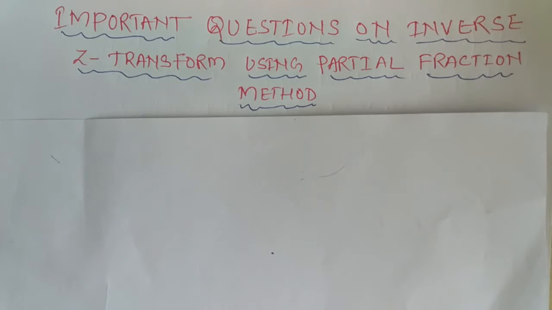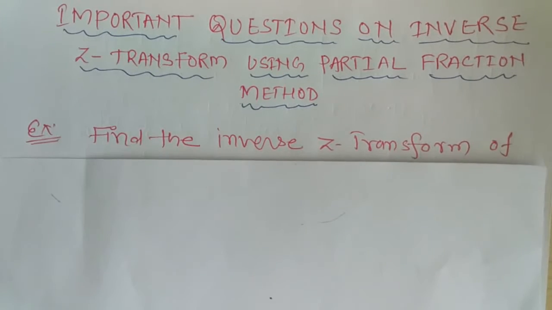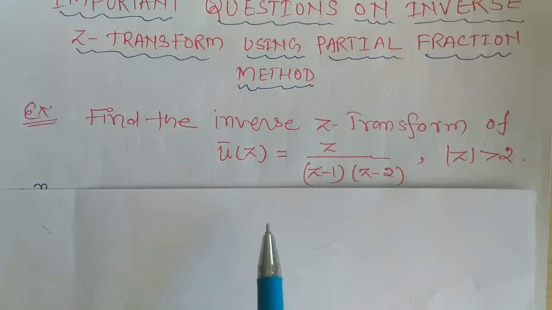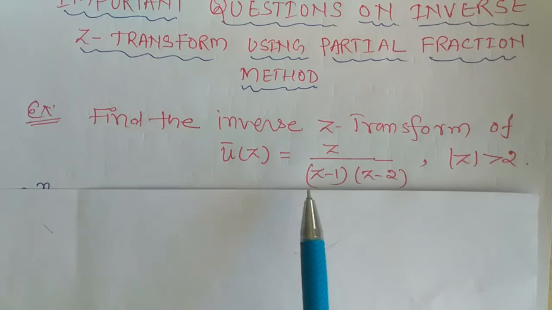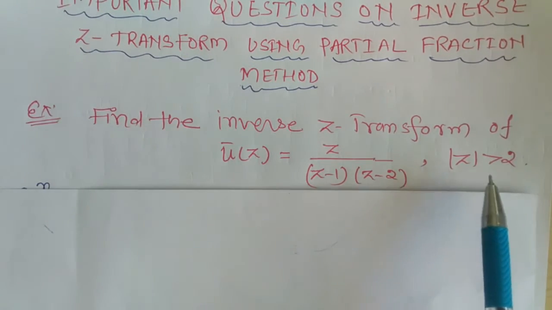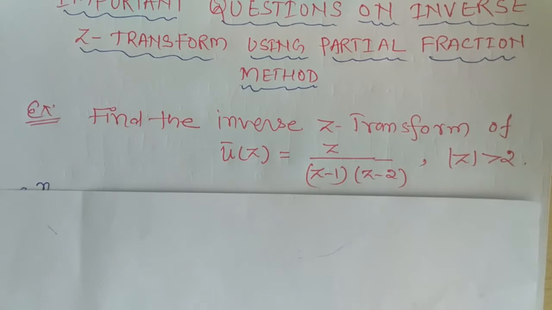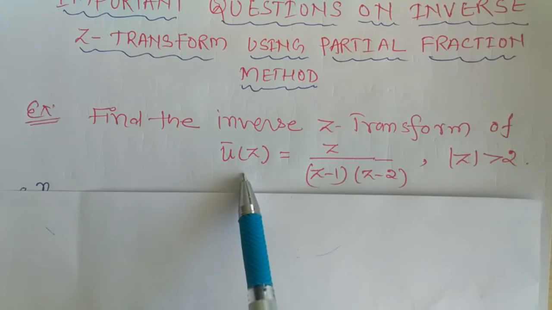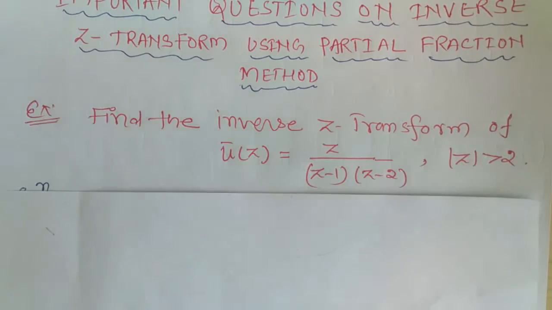Hello everyone, welcome again. In this video, I am going to discuss two more important examples on inverse Z transform using partial fraction method. So our first example is: find the inverse Z transform of U bar Z, which is equal to Z upon (Z minus 1)(Z minus 2), for the region of convergence mod Z greater than 2. So we have to find the inverse Z transform of the given U bar Z for the region of convergence mod Z is greater than 2.